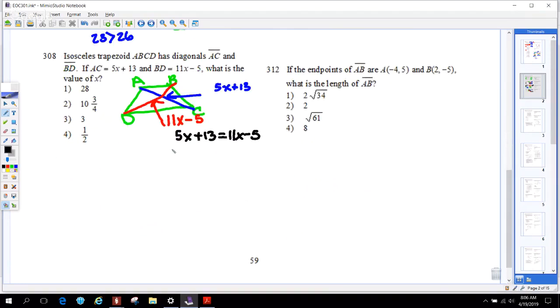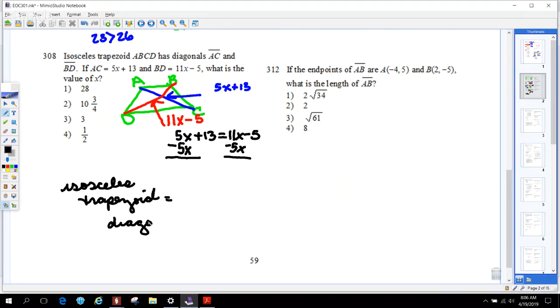Would that work for a triangle? Diagonals of an isosceles triangle? If it's an isosceles triangle, the two congruent sides are equal. But in an isosceles trapezoid, the diagonals are equal. And technically, I should use the term congruent. Let's be real. So these cancel. So I'm left with 13 equals 6x minus 5.